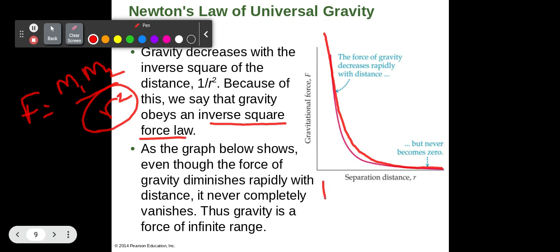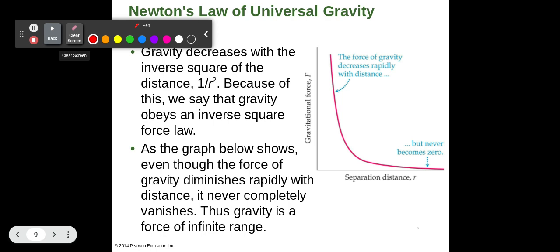So if you think about it mathematically, when we have an exponential graph like that, we never actually reach the 0 point. We just keep going and going and going forever without ever reaching 0. And that's what they mean by an infinite range there.